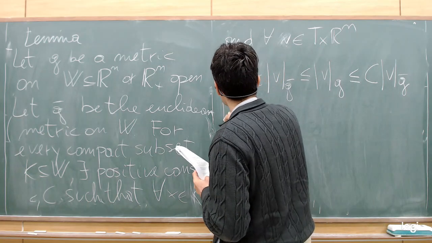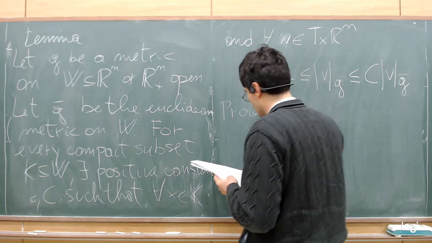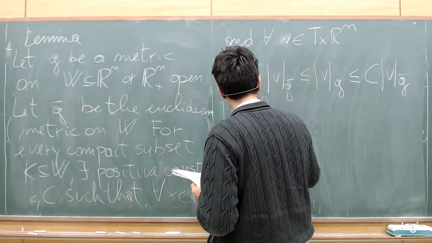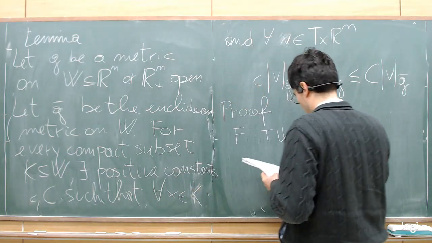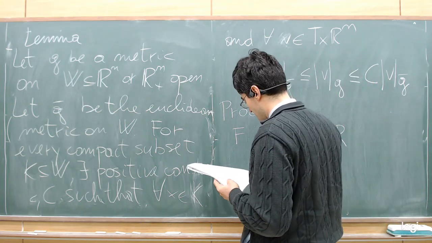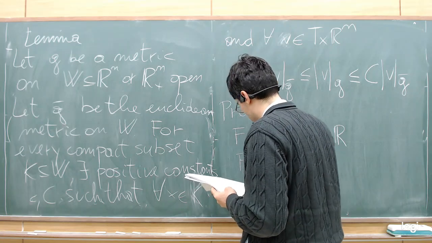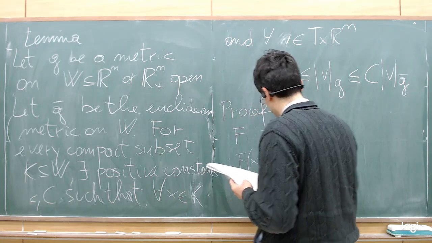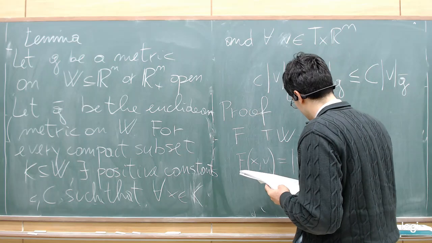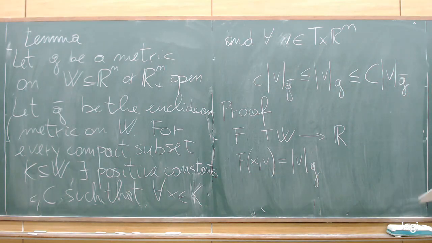Okay, let's see the proof. So let's introduce this map on the tangent space to W, writing f(x, v) equal to the length of v with respect to g.